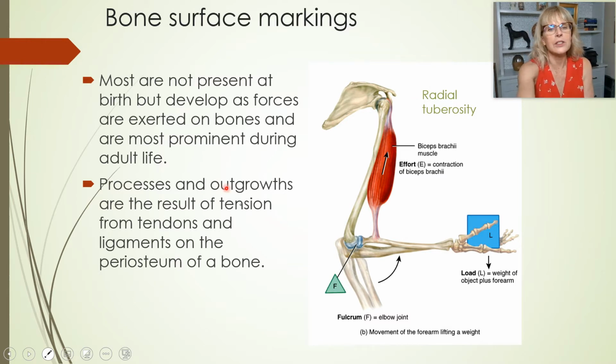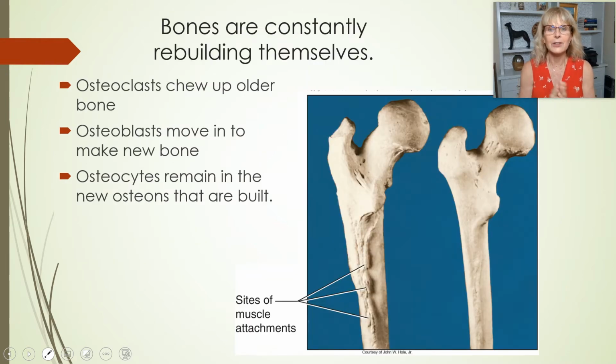So processes and outgrowths that are the result of tension from tendons and ligaments attaching there to the periosteum is evidence of the living quality that things that we think of as being stable, like bones, actually have. Let's have a look here.